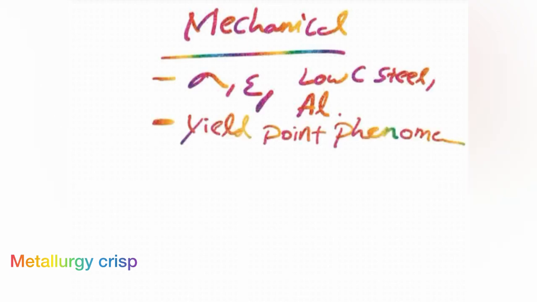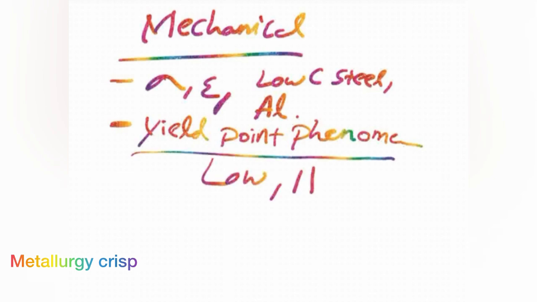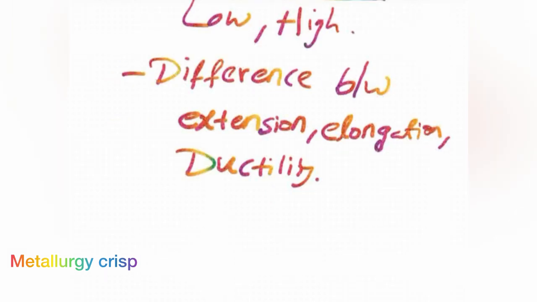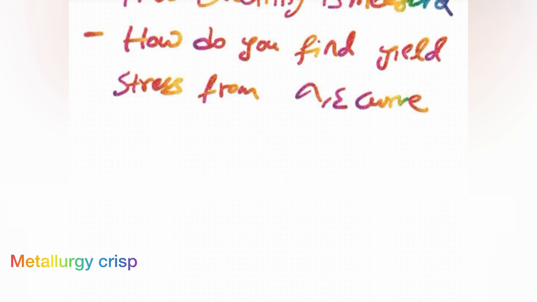Then what is the yield point phenomenon and why does this occur? Where does this yield point phenomenon occur, in low carbon steels or high carbon steels? Then what is the difference between extension, elongation and ductility of a material? Then how is ductility measured? Then how do you find yield stress from the stress strain curve?